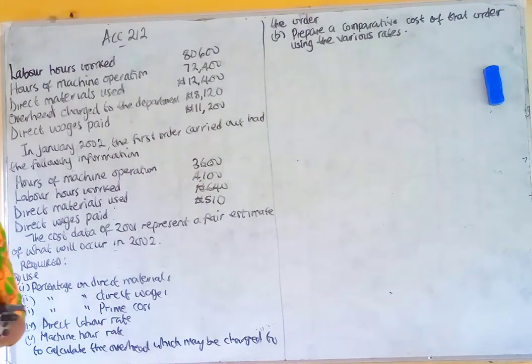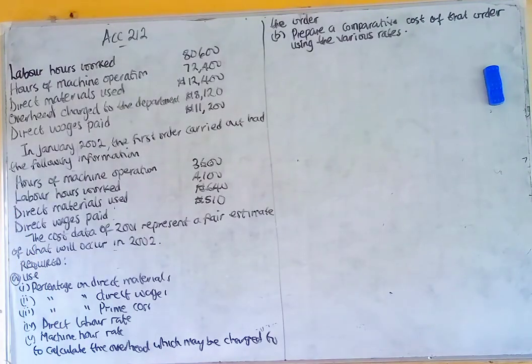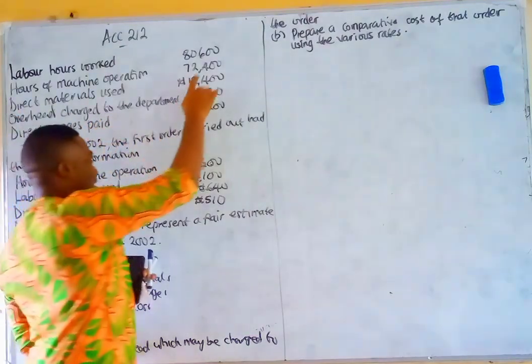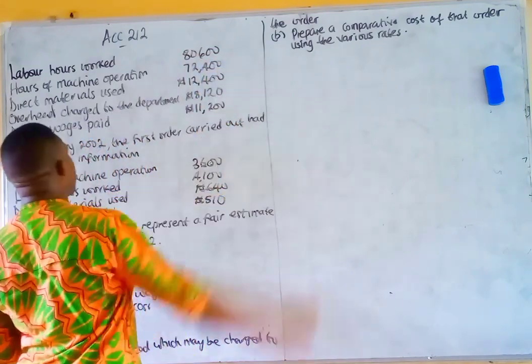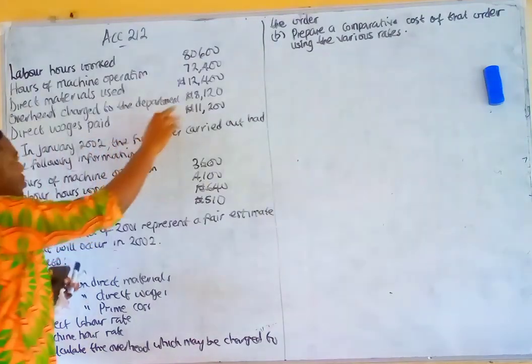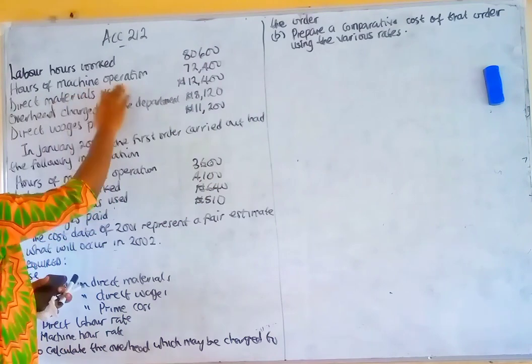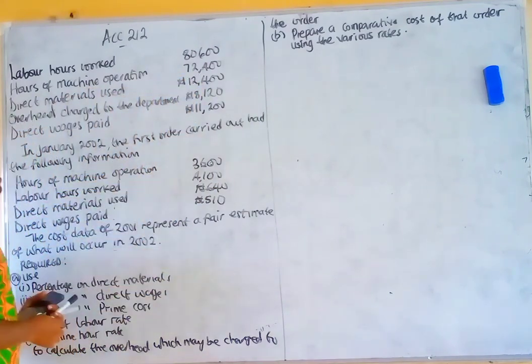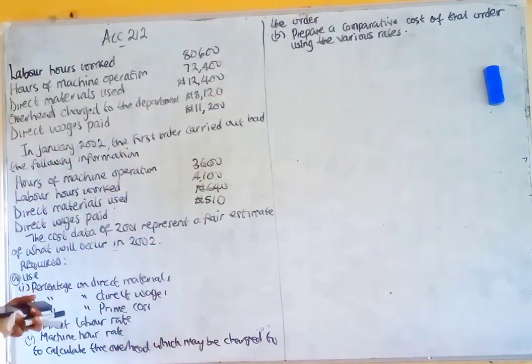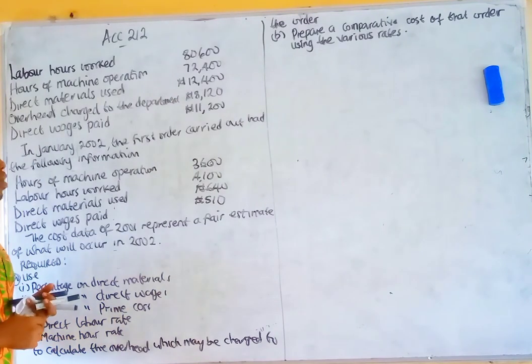It says, the Department of Golden Guinea Breweries had the following data in 2001. Now this is labor hours worked. Please, this is not in naira, that is why it was not signified there. Labor hours worked, 80,600 hours. Hours of machine operation, 72,400. Direct materials used, now this is naira value, 12,200 naira. Overhead charged to the department, 8,120 naira. Direct wages paid, 11,200.